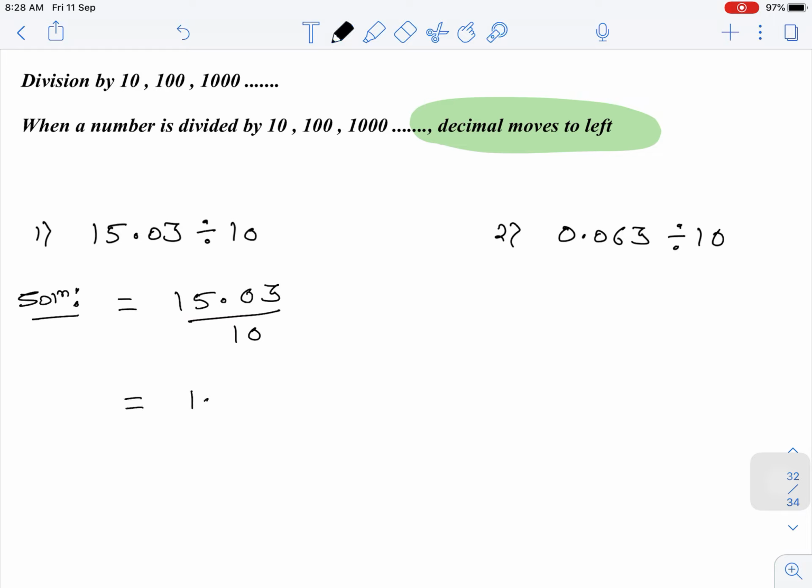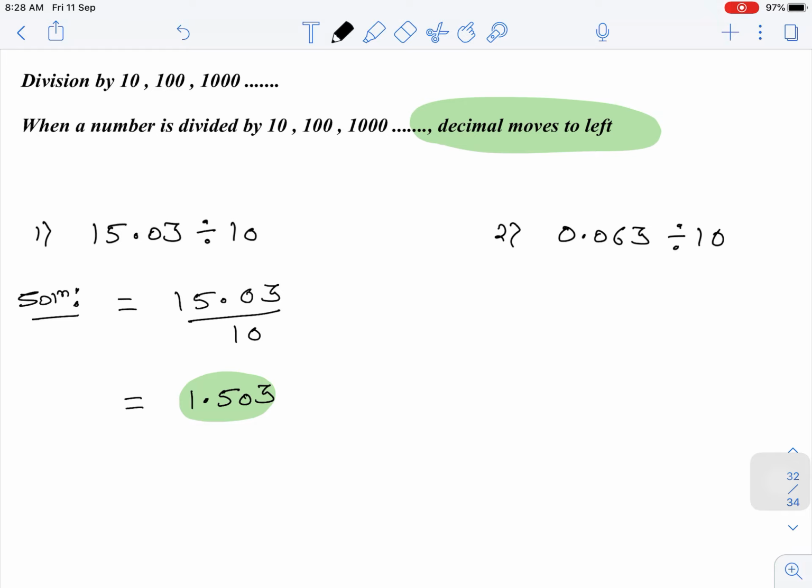So what will be your answer? 1.503. Now nothing will be there in the denominator. So this is our answer. Very simple, if it is divided by 10, 100, 1000 and so on. Now let us consider this example.